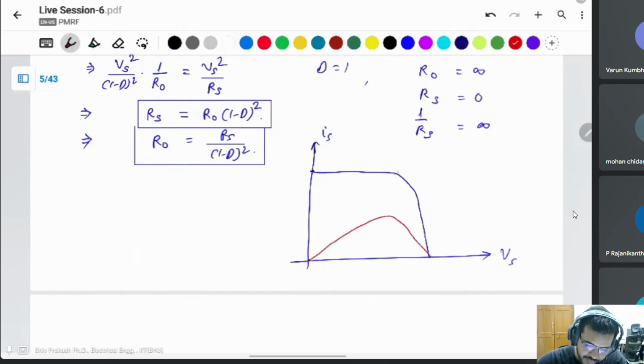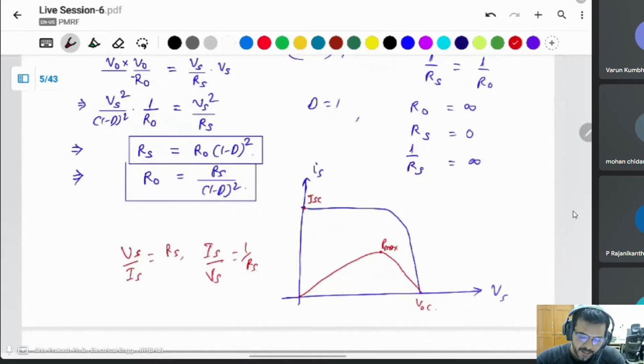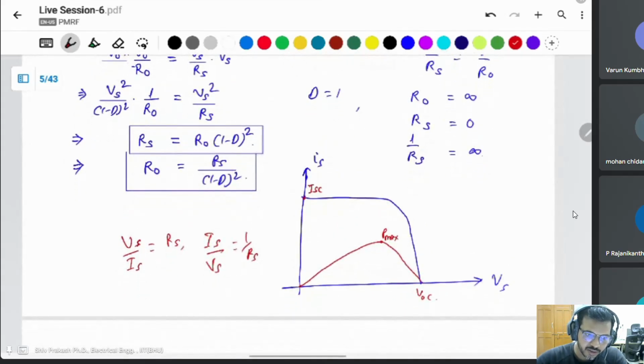This is the maximum power here. Suppose this will be Pmax, Isc, the short circuit current, VOC. The y-axis is Is. That's why I am using 1 by Rs, because Vs divided by Is is equal to Rs. But if you are talking about Is divided by Vs, that is equal to 1 by Rs. That's why I am taking 1 by Rs. It will be from 0 to, sorry, not 0 to 1, but to infinity.